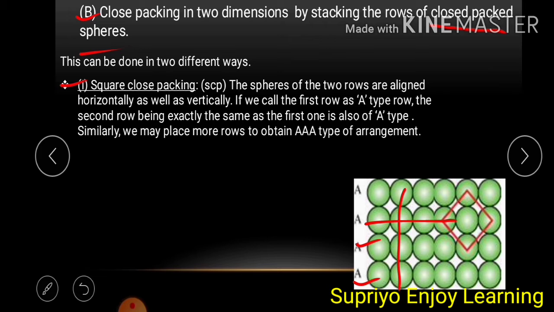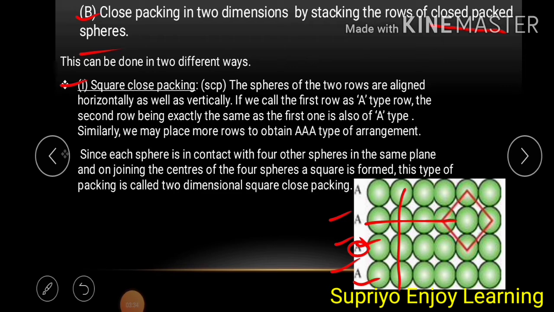If we call the first row as A-type row, the second row being exactly the same as the first one is also called A-type. Similarly, we may place more rows to obtain A type of arrangement. So this crystal lattice has A type arrangement.